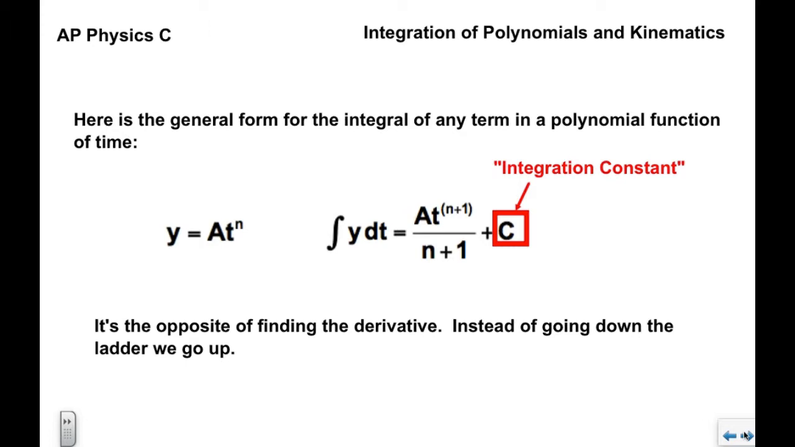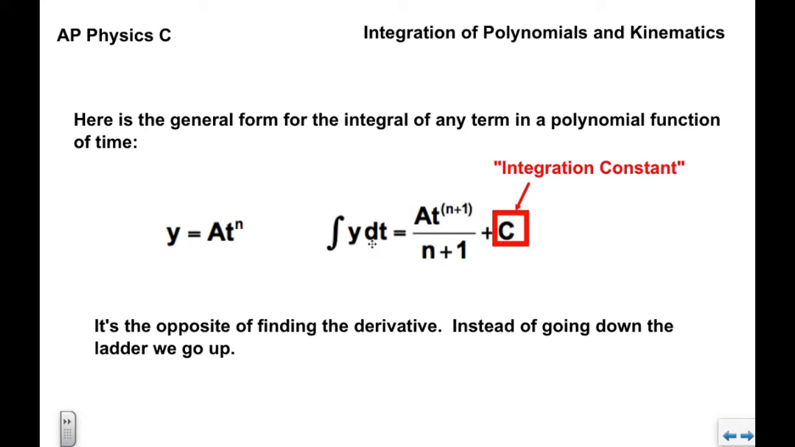If we have our y equals some constant a times t to the n, when we integrate with respect to time, this is an integral symbol. We're going to integrate the function y times dt. Again, this d is not a variable, it's a very small delta.